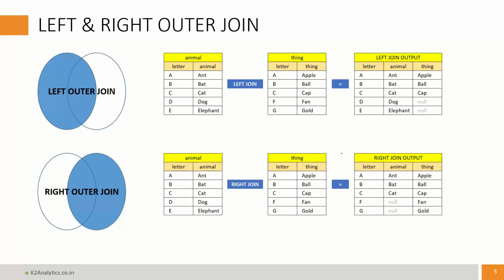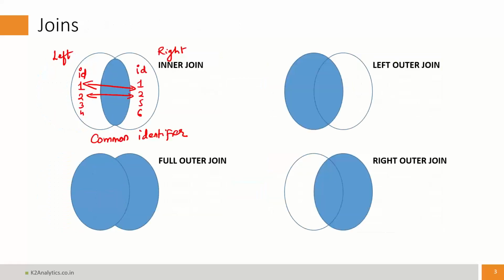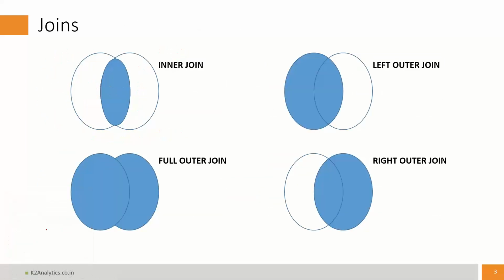In a right outer join, all values from the right hand side table will be available in the final output, as you can see here. For the common identifiers which are present in the left table, the corresponding values are picked up. So you can see that ant, bat, cat is available. And where the identifier is not in the left table, it will be populated null. This is called a right outer join.